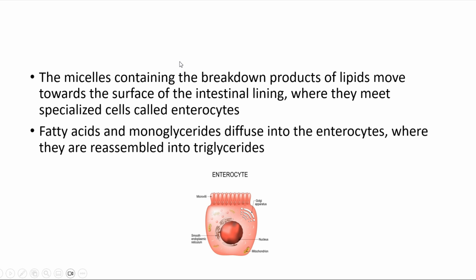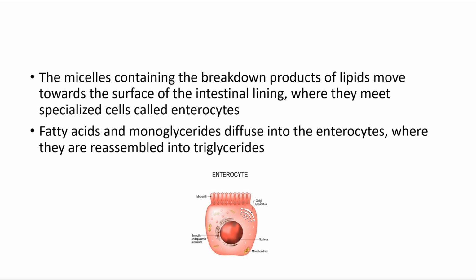Now, these triglycerides and fatty acids need to be reformed so they can be absorbed and therefore used. So the micelles containing the breakdown products of lipids move towards the surface of the intestinal lining, where they meet specialized cells called enterocytes. You don't need to use the word enterocyte, that's a bit extra. You can just say epithelial cell. That's fine, but you need to know the process here.